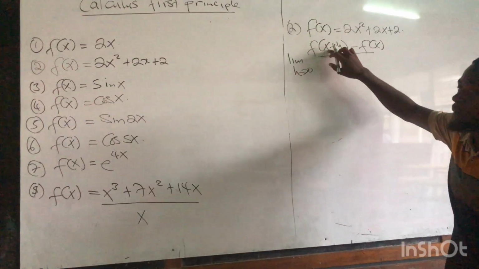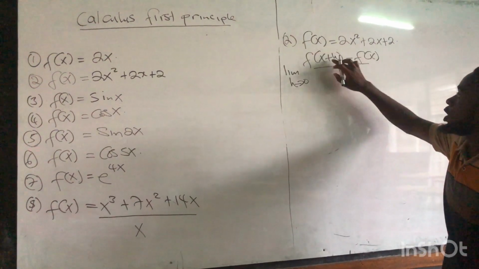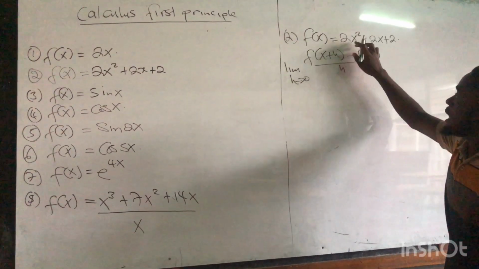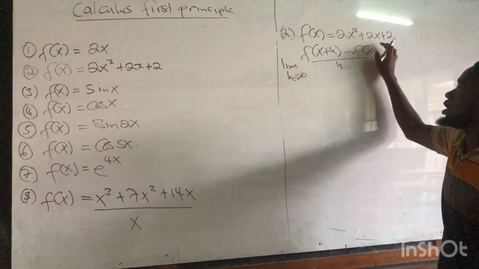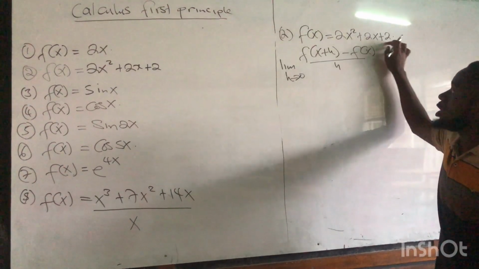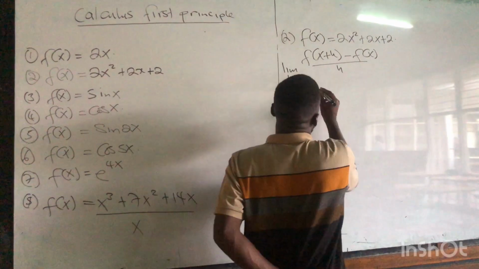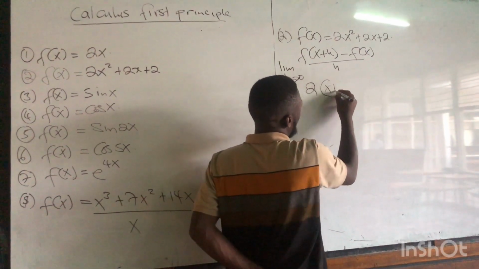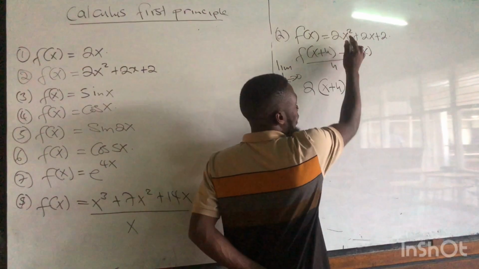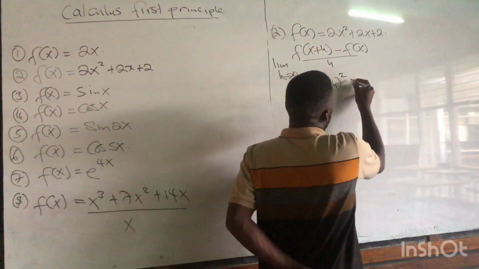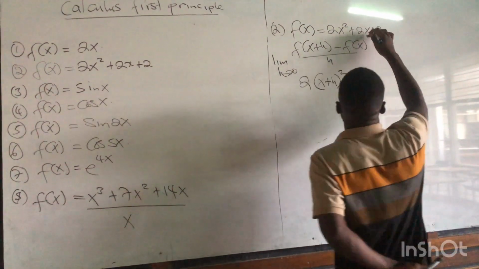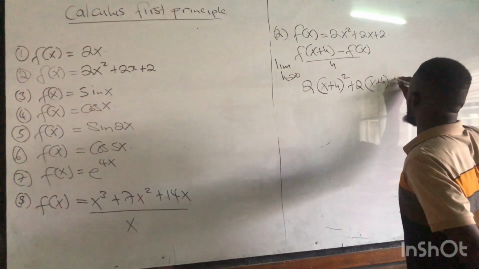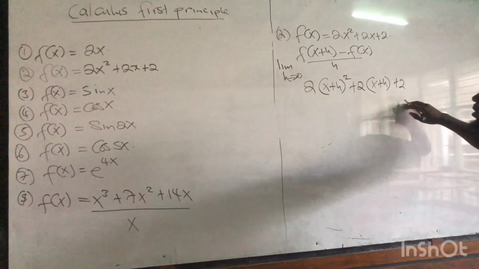The meaning of this first part of the equation is, whenever we see x, we need to replace it with x plus h, minus the original equation. So let's do that. Where there is x, we put x plus h. Then this x is squared, so we need to square this. Plus 2, where there is x, we put x plus h, plus 2. This is the first part of the equation.